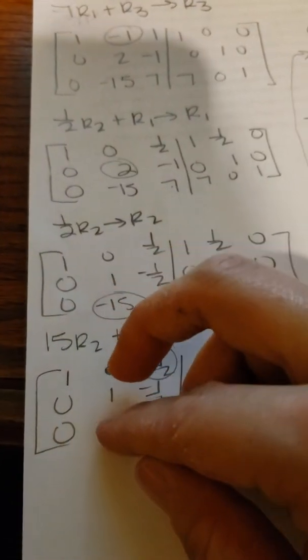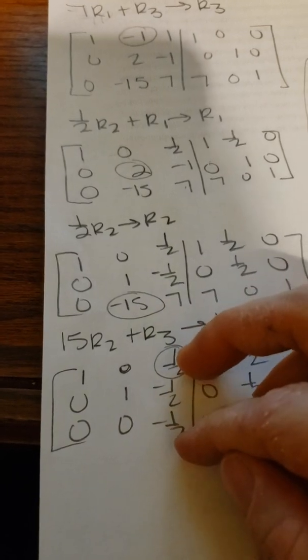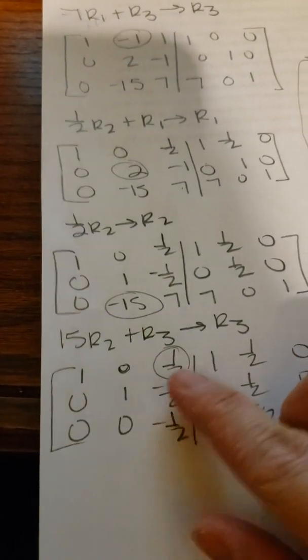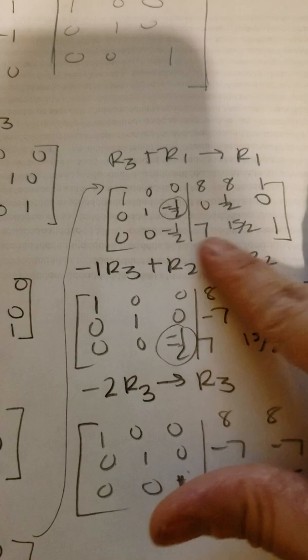Add together, get a new one. Add together, get a new one. Add together, get a new one, so that I can accomplish that 0. And that's what you see happening in all of this.